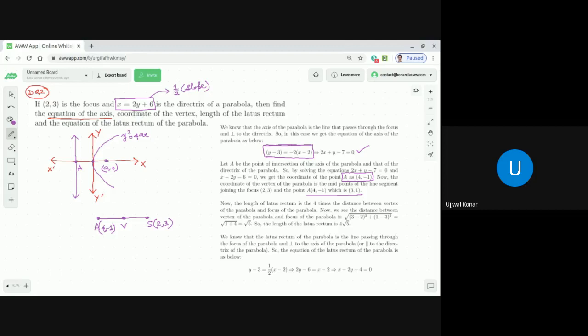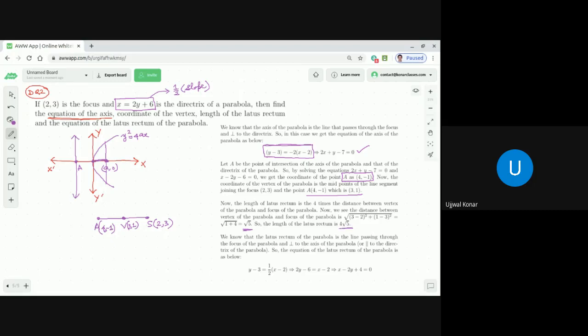Now the next part of the question is the length of the latus rectum. We know that the length of the latus rectum is 4 times the distance between the vertex of the parabola and the focus of the parabola. So we found the vertex, already found, na? 3, 1. If you see, the length of the latus rectum in a very simple parabola is 4a. What is 4a? It is 4 times the distance, na? The distance between the vertex and the focus of the parabola, in context to our question, is square root of 5. So 4 times that is 4 root 5, the length of the latus rectum.